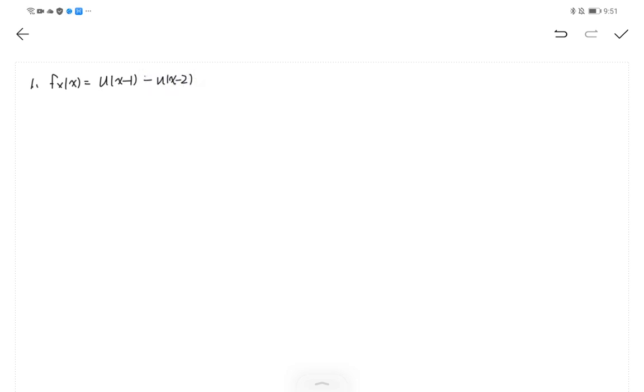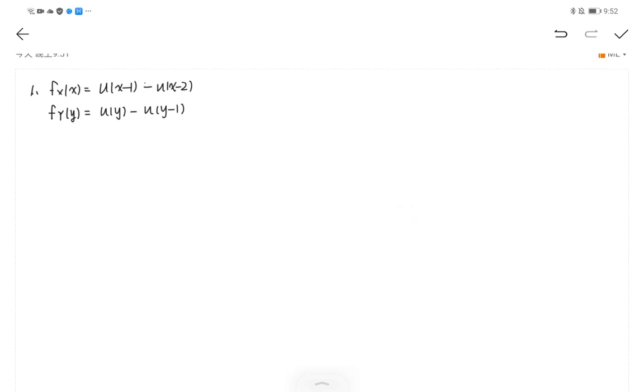Okay, let's talk about problem 1. Now we know the density function of X and Y. So f_X equals u(x minus 1) minus u(x minus 2), and f_Y equals u(y) minus u(y minus 1).